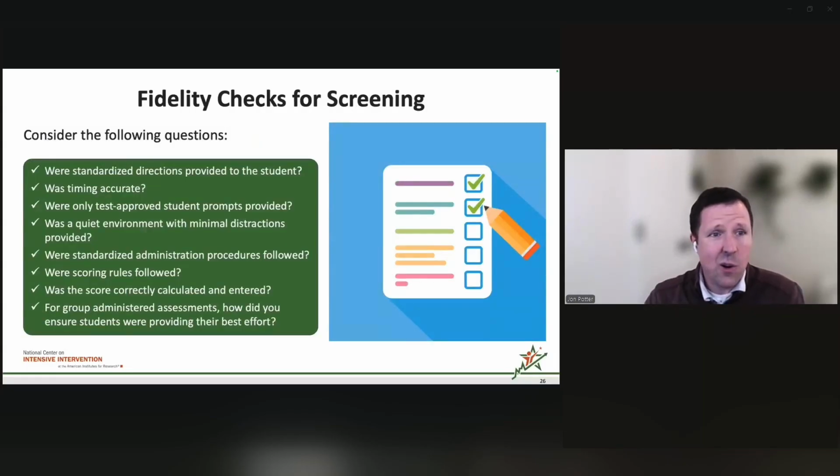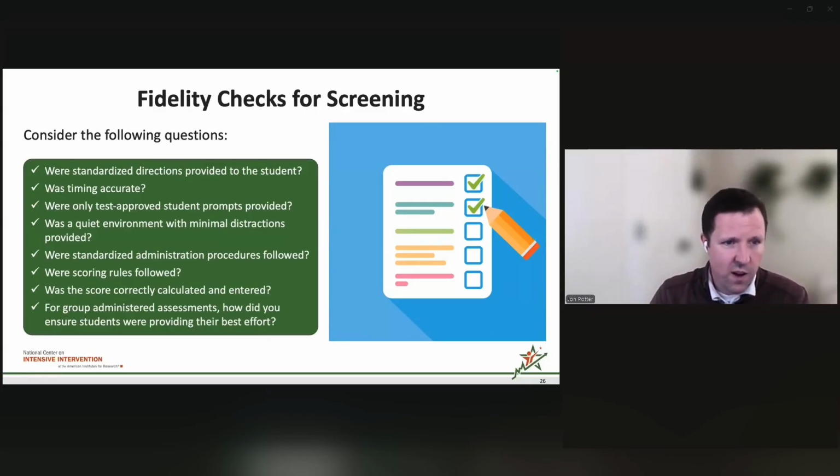All right. So, things when you're doing fidelity checks, I'm not going to read through all of these. You have these slides, but these are things you want to think about when you're collecting fidelity data. Many of these measures have their own built-in fidelity checks, but if one doesn't have a fidelity check, I would build a tool that has these kinds of questions in it, like was timing accurate?